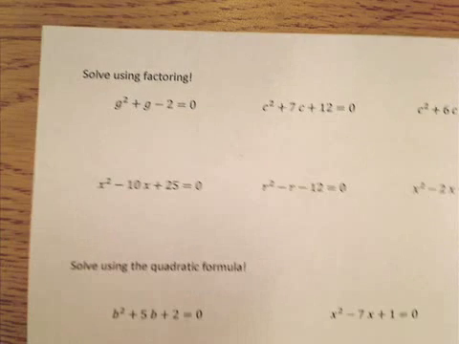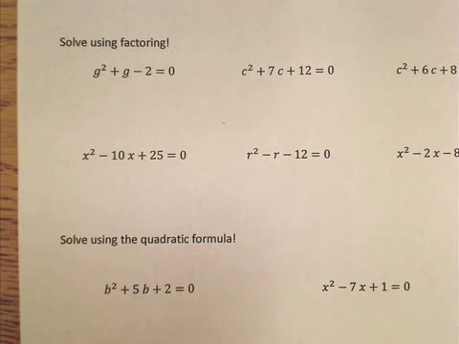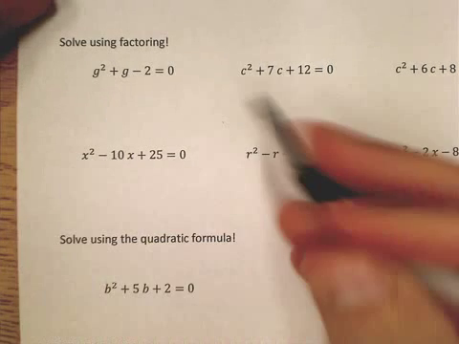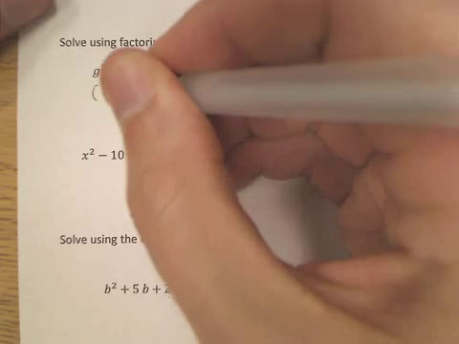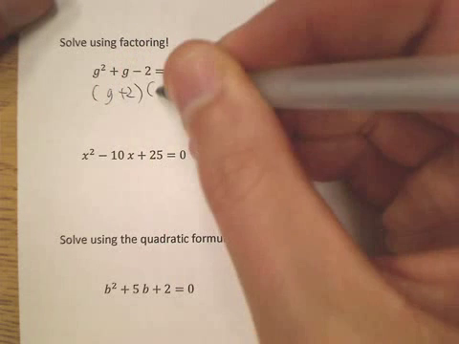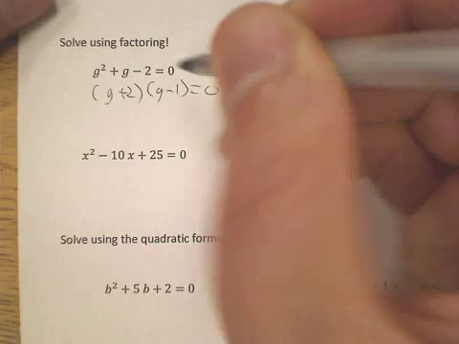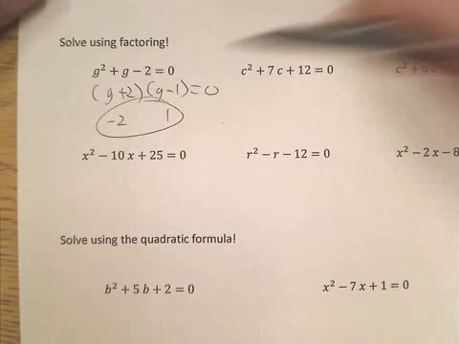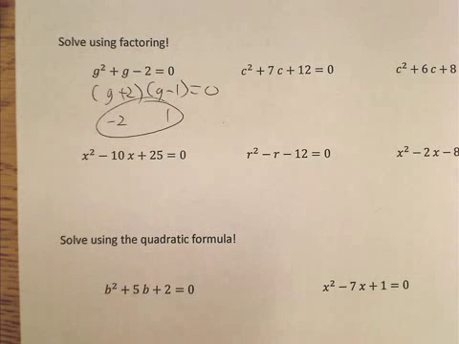Okay, looking at the other side. This says to solve using factoring. So let me see here. I'm going to factor this first. It'll be g plus 2, g minus 1. Then you get your answers. Flip the sign. So that just combines a couple things we did on the other side. And we've done that for a little while, so go ahead and finish off that top section.